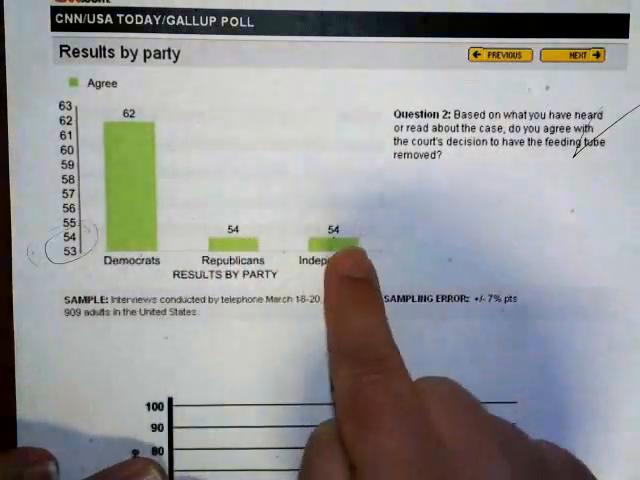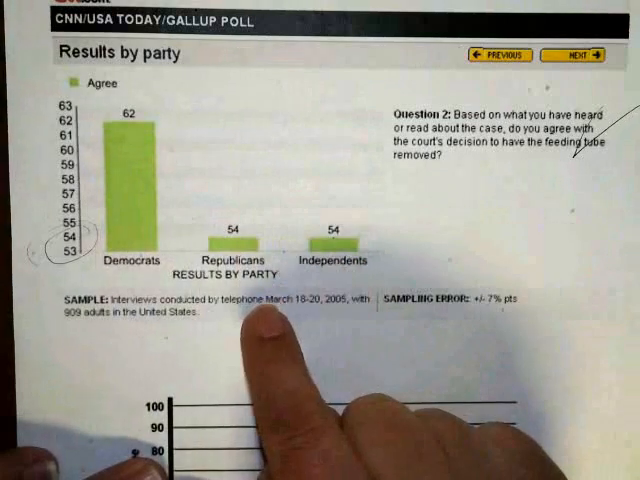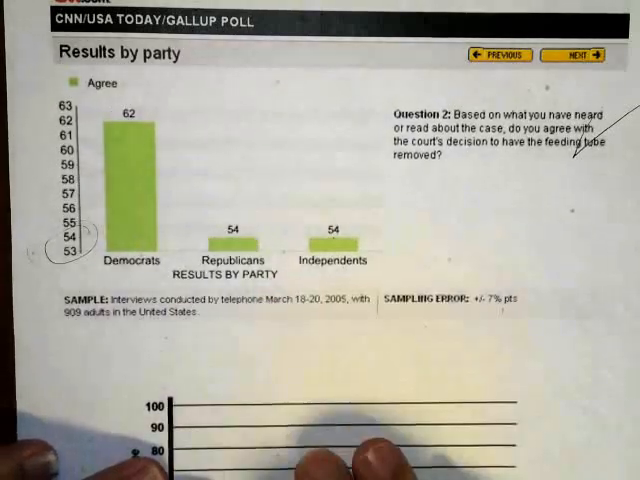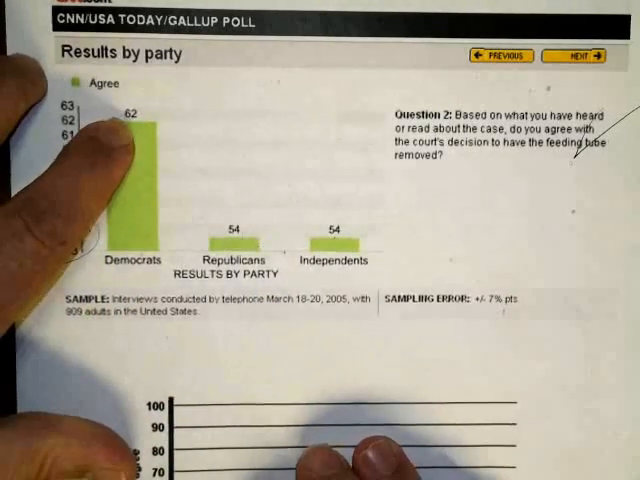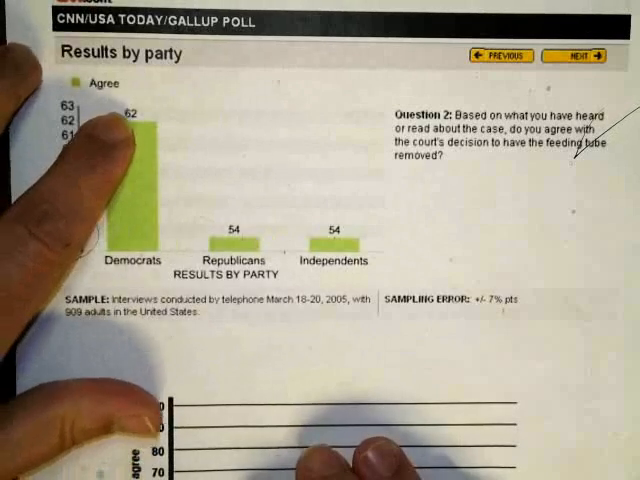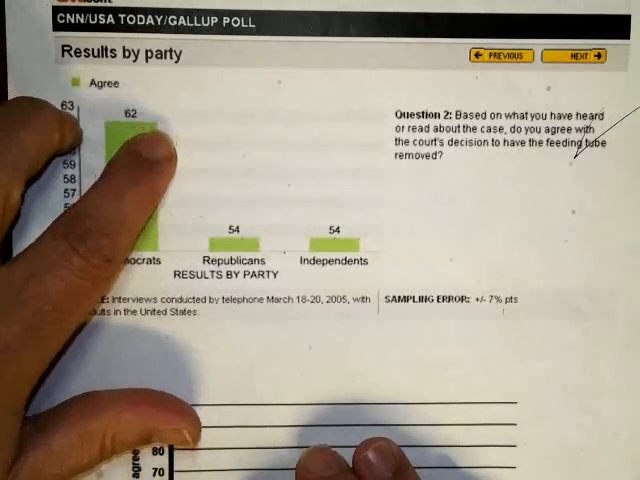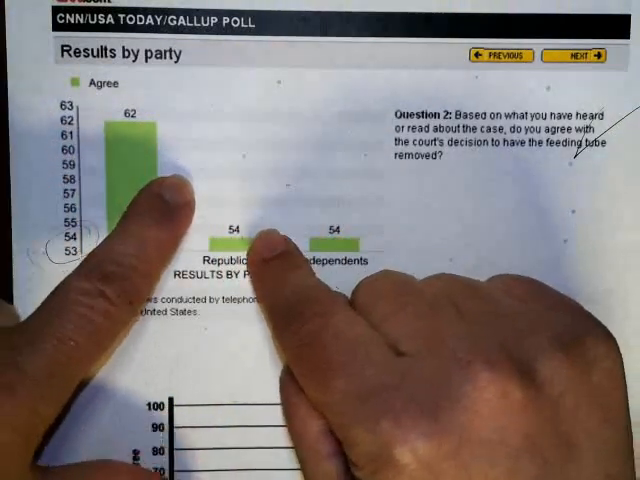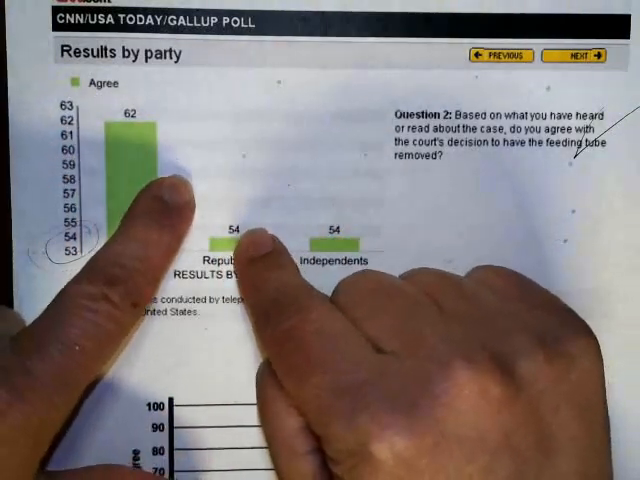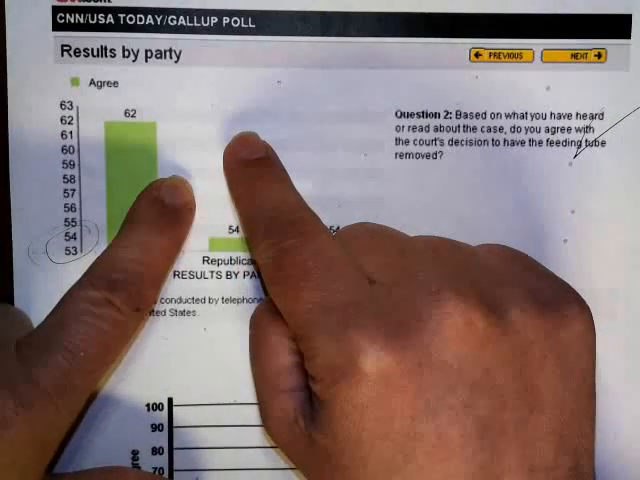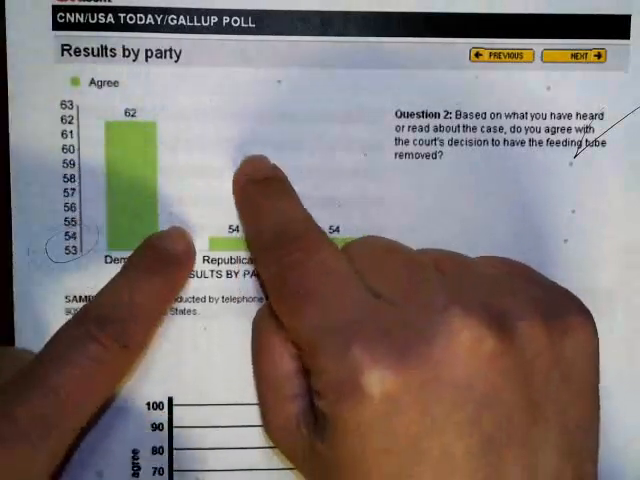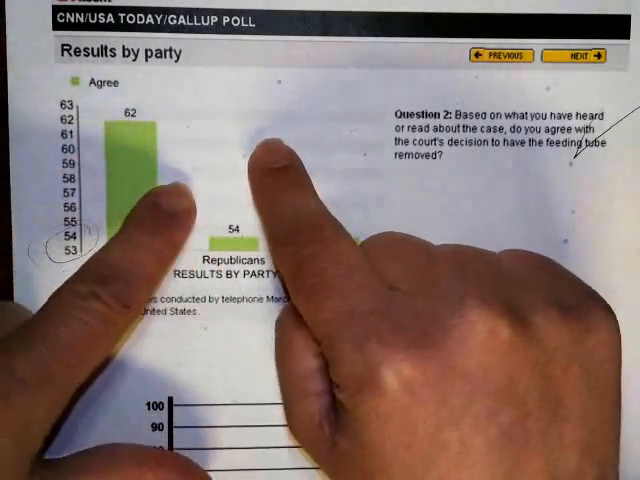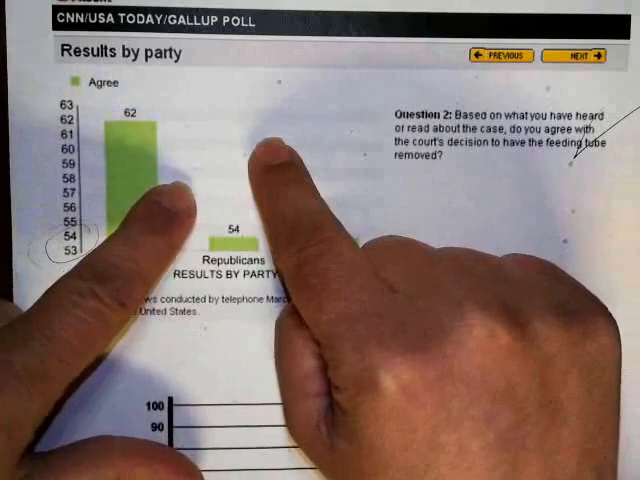So any one of these could be either 7 percentage points too small or 7 percentage points too large. So if you think about that, perhaps this 62% is 7 percentage points too large, and it should be down here. And the 54% maybe is 7% too small, and it could be up here, right? And so the actual values, these Republican independents perhaps are higher than the Democrats for all we know.